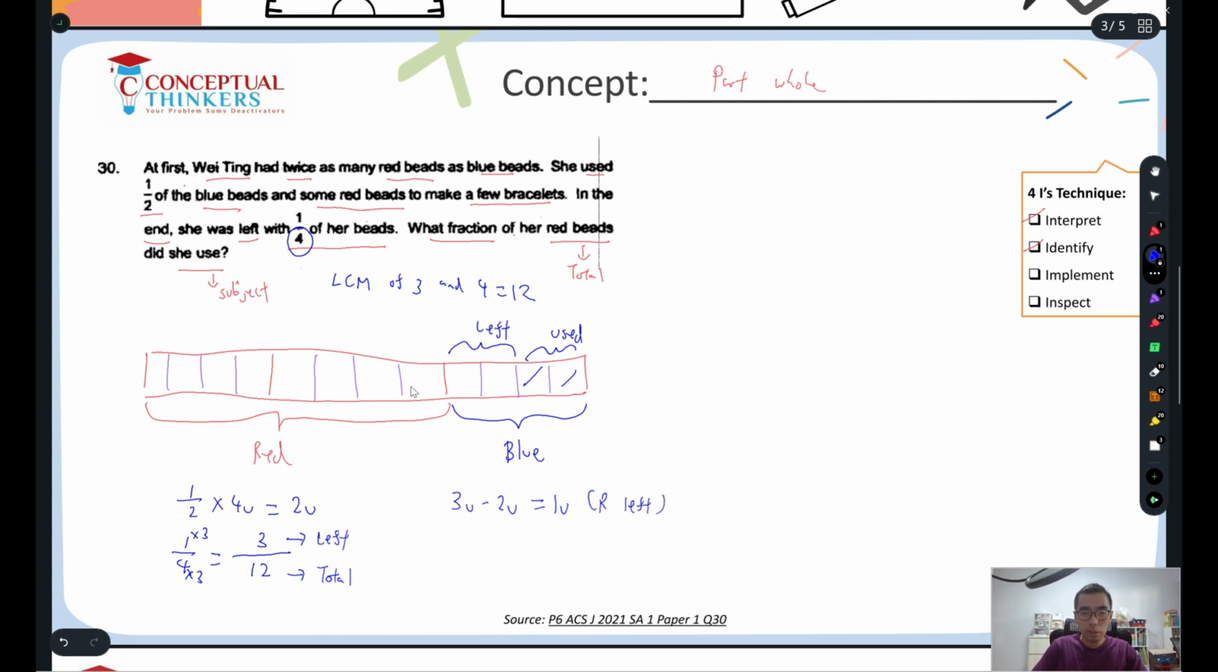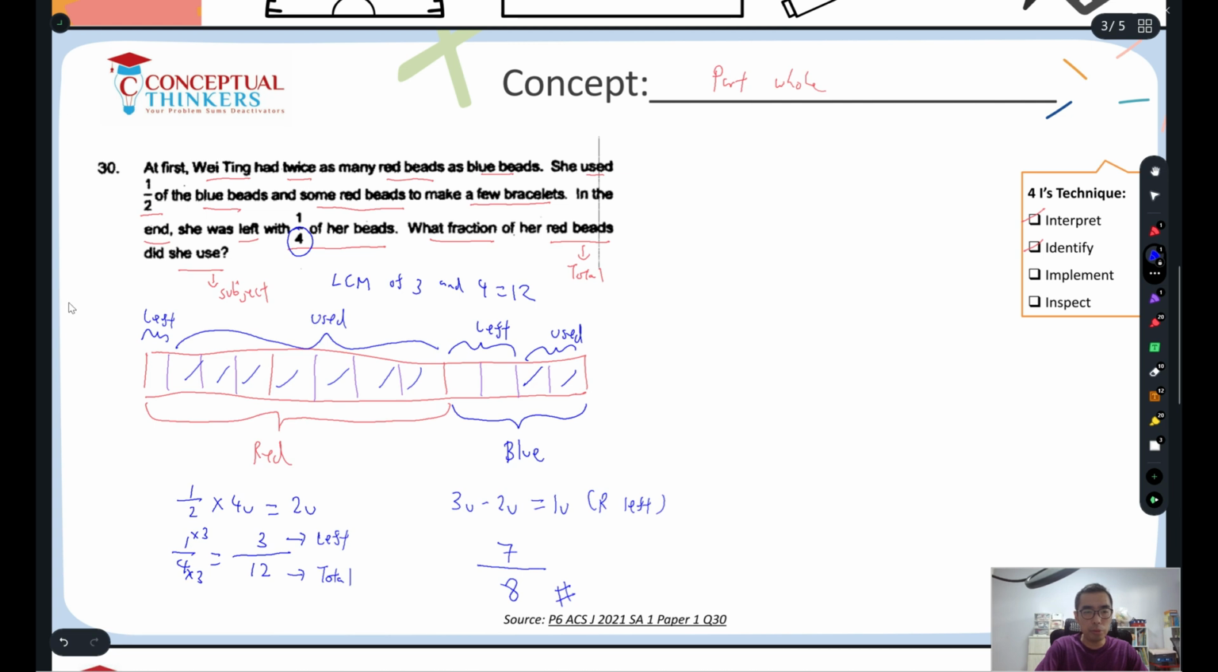So now the leftover will be 1 unit, and the rest will be used. Now the question is asking for what fraction of her red beads did she use. If you look at the fraction, the denominator represents the total number of red beads, right? As I calculated just now, there will be 8 units here, so the denominator will be 8. The question is talking about use, that's why we know that there will be 7 units used. So that will be 7, and this will be the answer for this question.